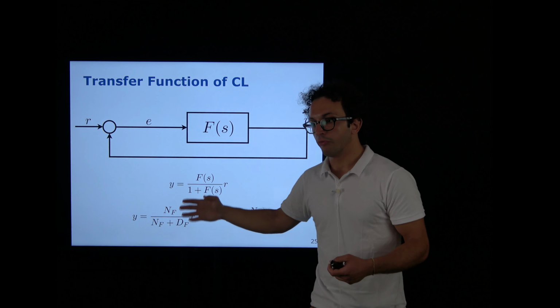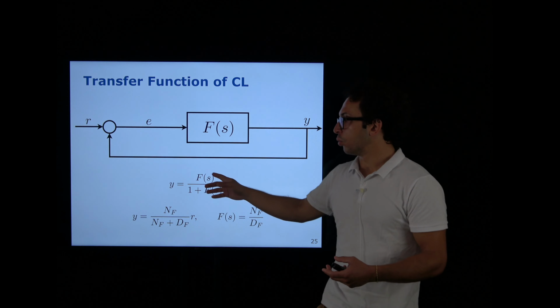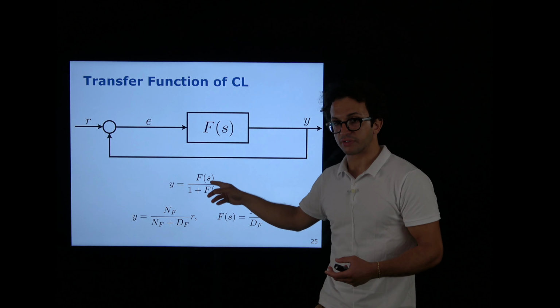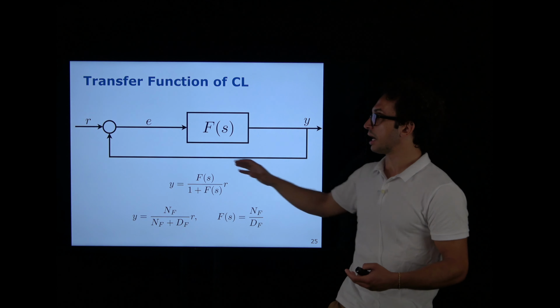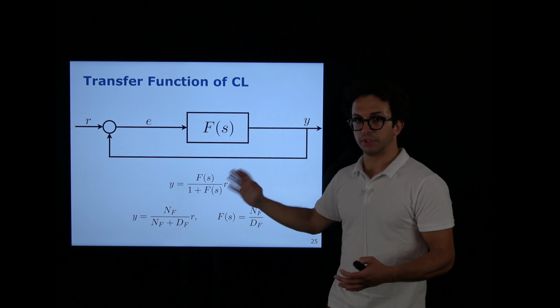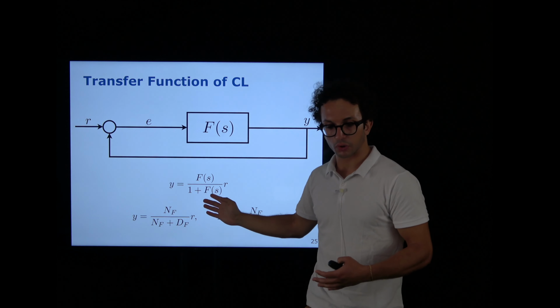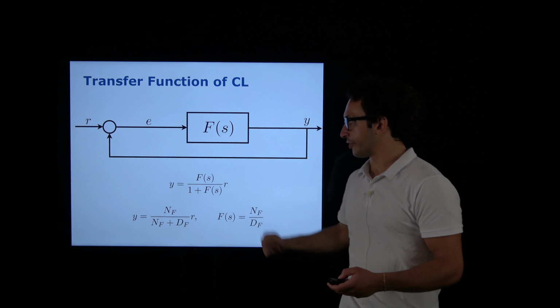So do not confuse f by itself with the closed loop transfer function. F is the open loop transfer function, because if there was no feedback, you would just have an input, F, and the output, and it would be the open loop transfer function. But we are now interested in the closed loop transfer function.